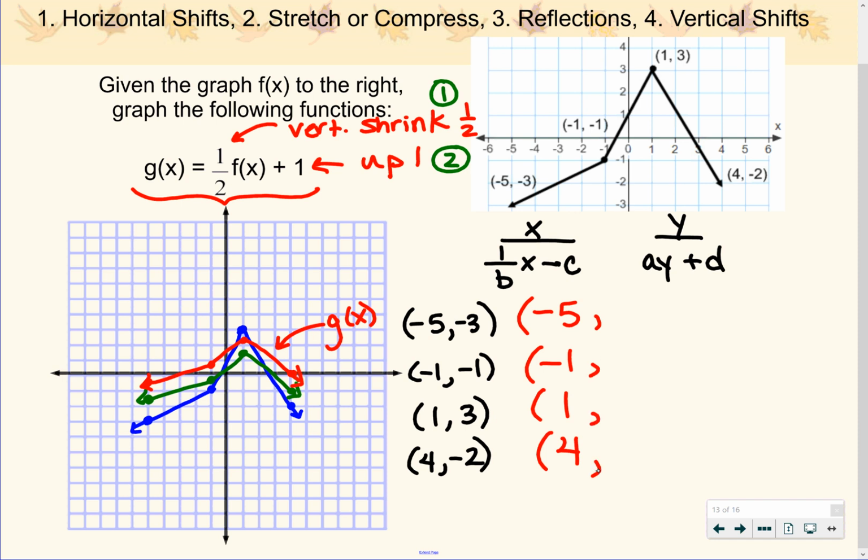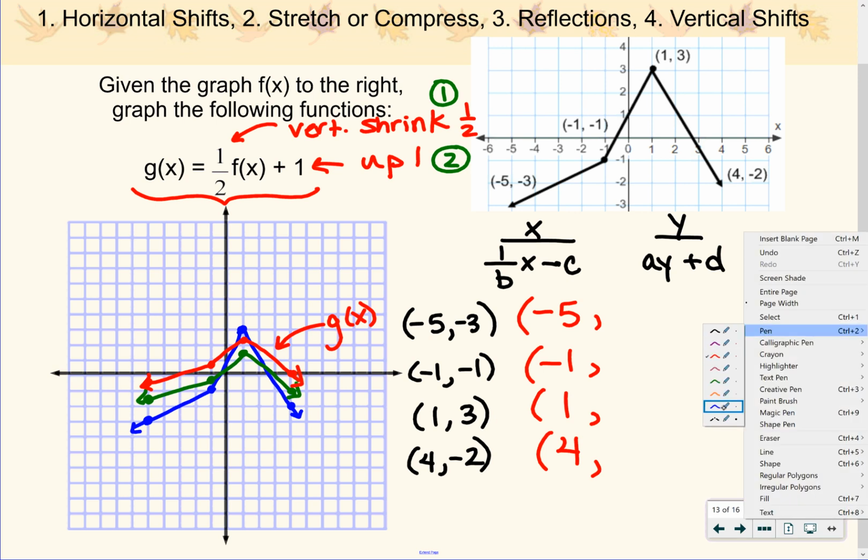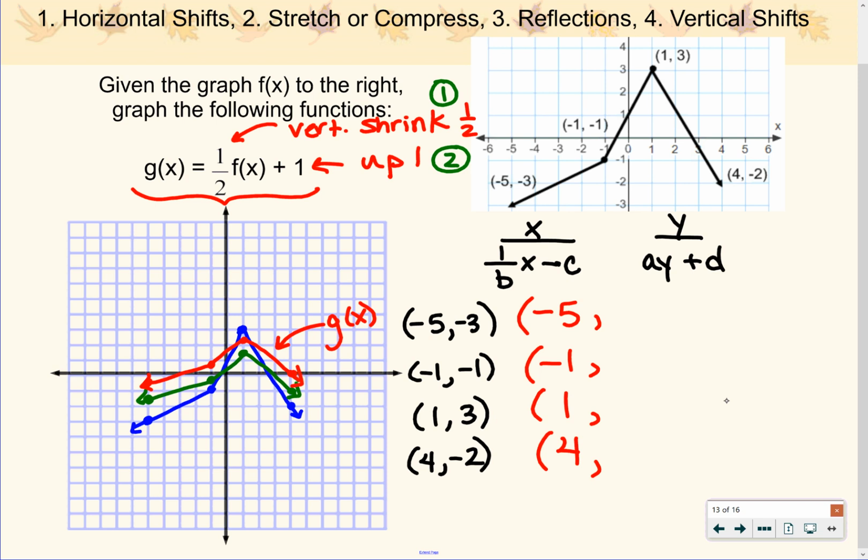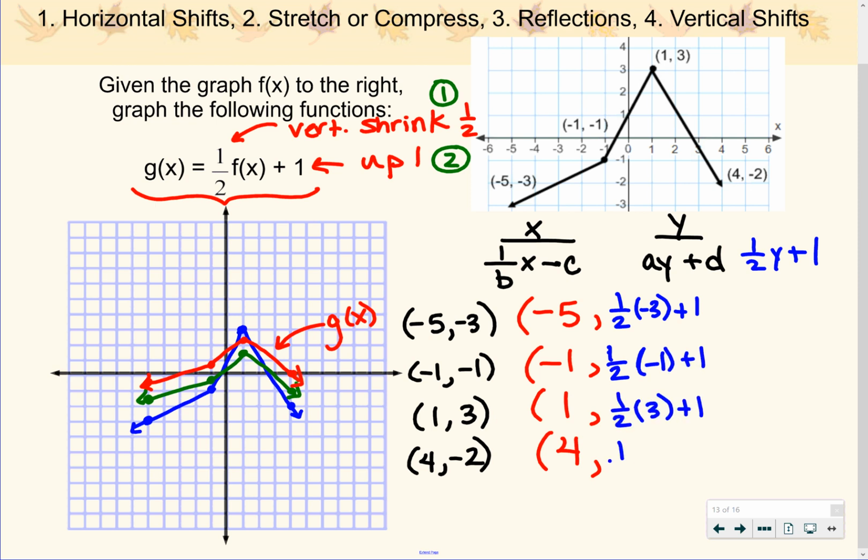My y's are going to change here. What's the A value? 1/2. And what's my D value? 1. Okay? So let's do that math. 1/2 times -3 plus 1, 1/2 times -1 plus 1, 1/2 times 3 plus 1, 1/2 times -2 plus 1. I'm just plugging all of my y's into that formula.